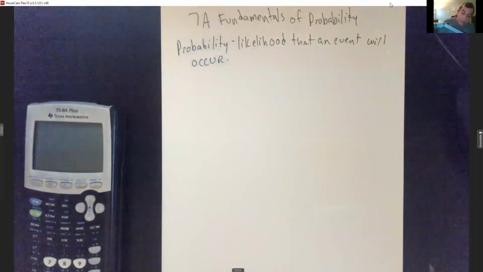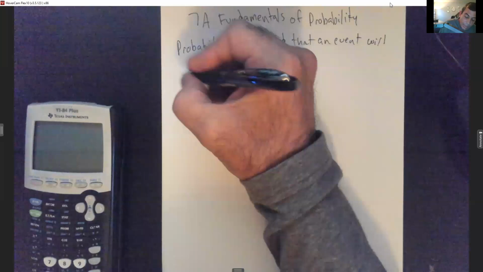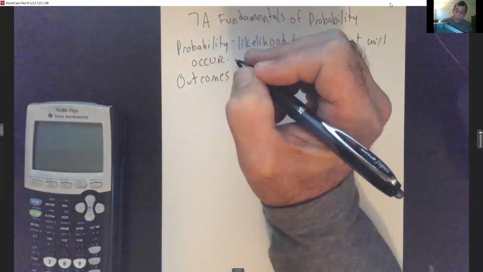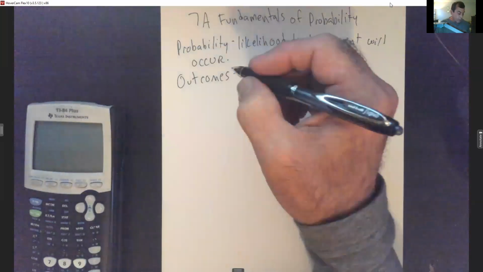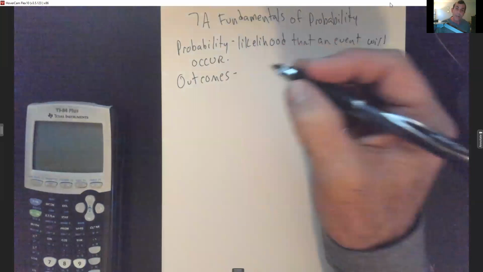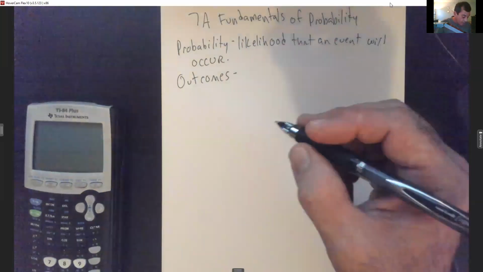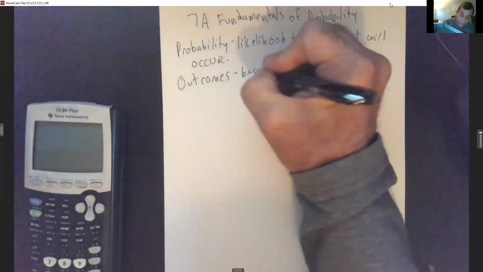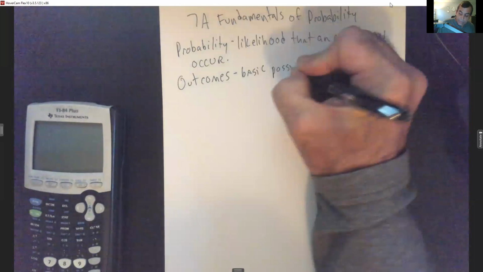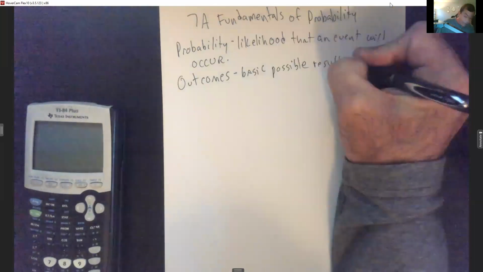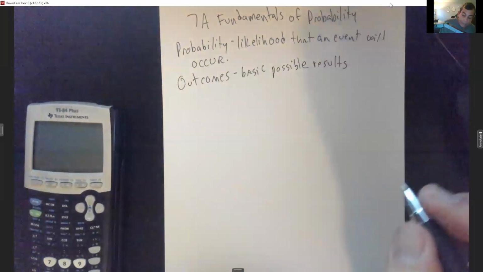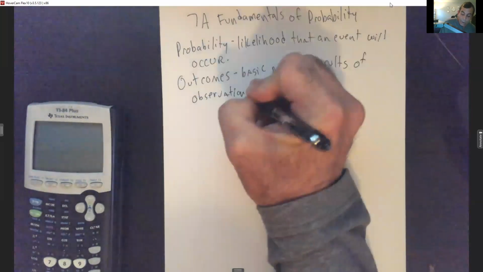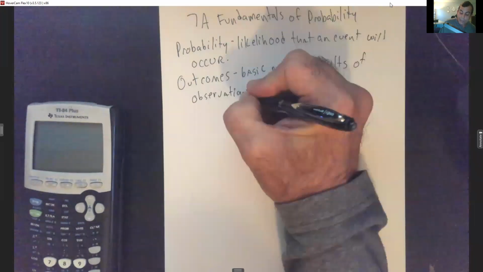Okay, so outcomes are the basic possible results of observations or experiments.